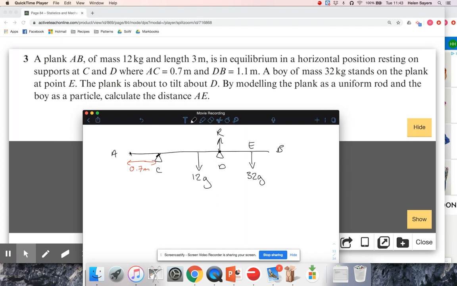That's not the only way of answering this question. You could take moments about A, because that's where they want the final answer to be measured from. The reason I'm going to take moments about D is I only then need to consider these two forces, whereas if I take moments about A, I'd need to include the moments caused by this force and this force. It works fine either way, but I'm going to take moments about D. So taking moments about D, this force is going to be pushing the left-hand side down, so that's going to be trying to turn the whole thing anti-clockwise. So that's going to be a force of 12g times the distance.